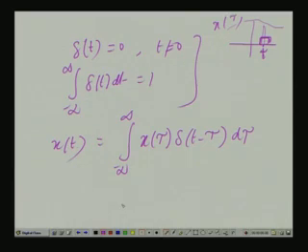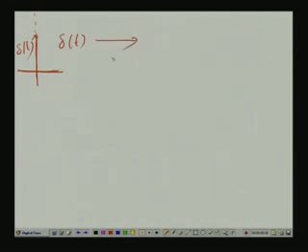Now, if such a signal is passed through a linear system, what happens? In general, an impulse at the origin we denote by delta(t). If delta(t) is passed through a linear system, the output is called the impulse response h(t), equal to L of delta(t).